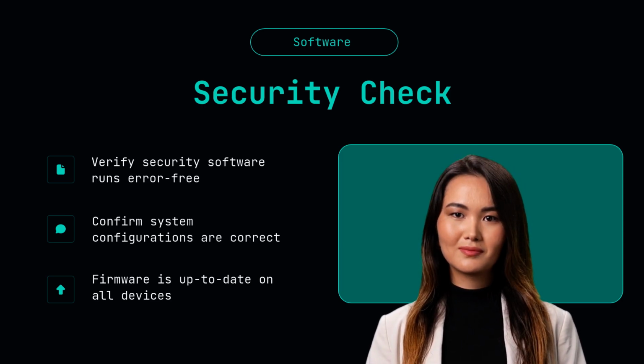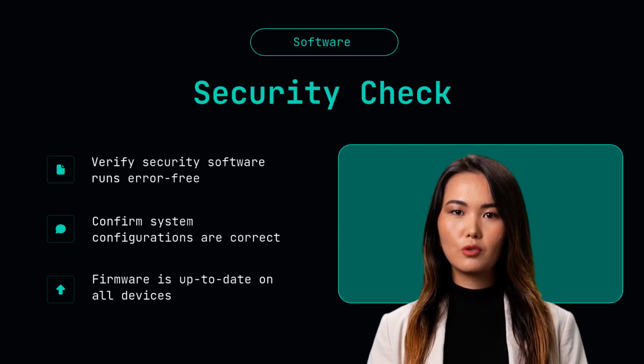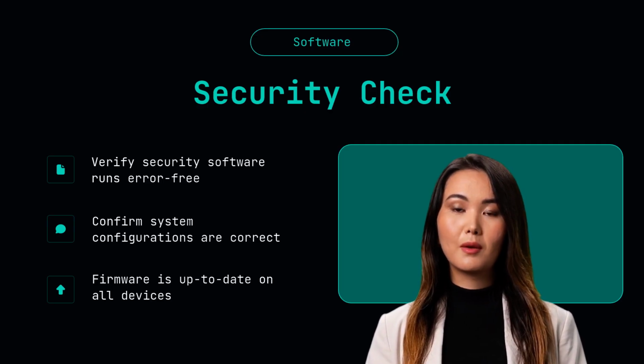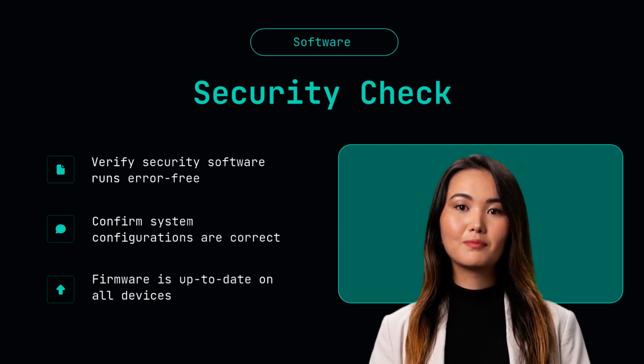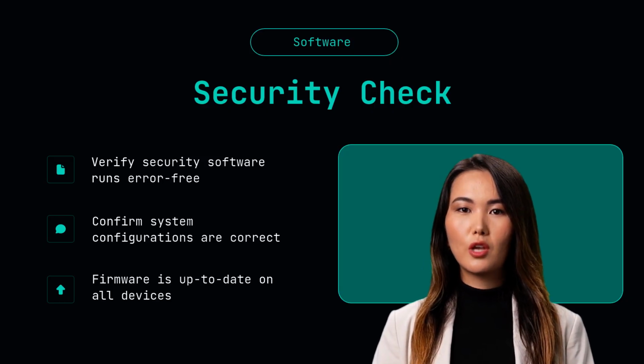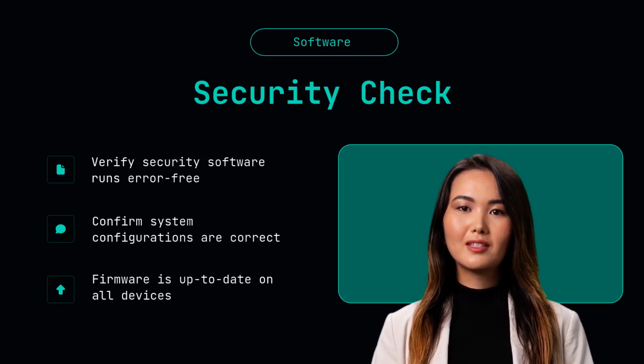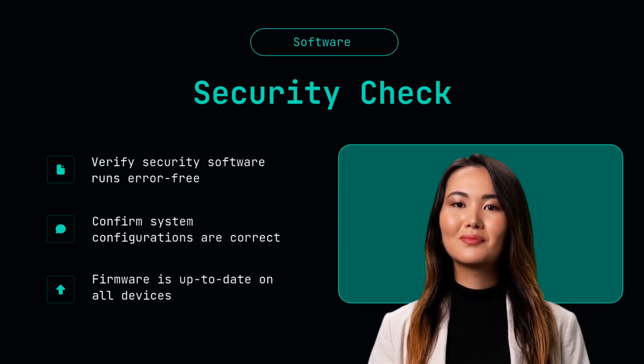Power supply: confirm stable power from main supply. Check power cables for good condition. Test backup power system functionality. Verify batteries are charged and holding charge. Confirm recent testing of backup systems.